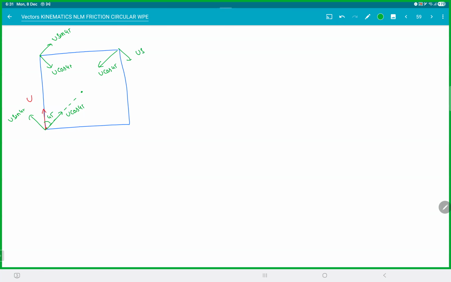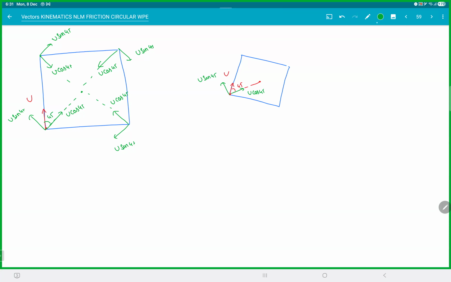U cos 45, u sine 45. U cos 45, u sine 45. You can clearly see something here. The u cos 45s are responsible for shrinking the square, and u sine 45s are responsible for rotating the square. So after some time, the square will become smaller and will also rotate. Even then, if you resolve the components, the angle toward the center will always be 45 only. You're still going with u cos 45 toward the center, and your u sine 45 are still making you rotate. Clear with this?